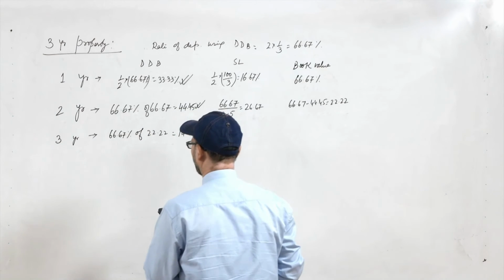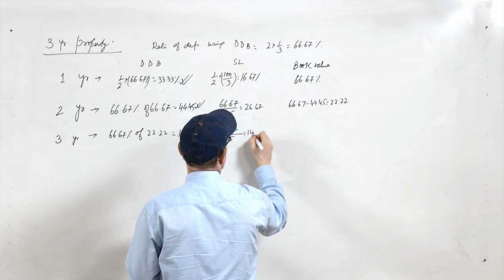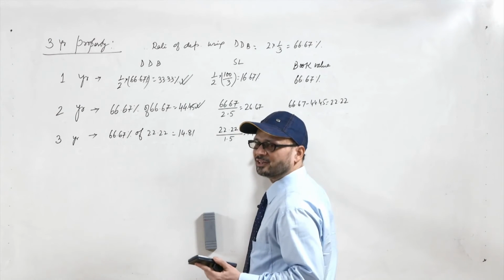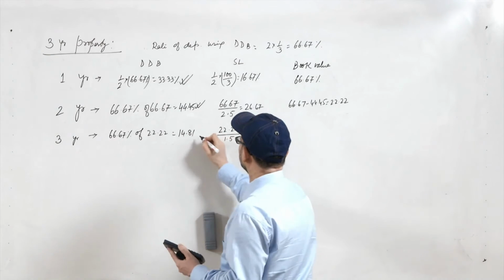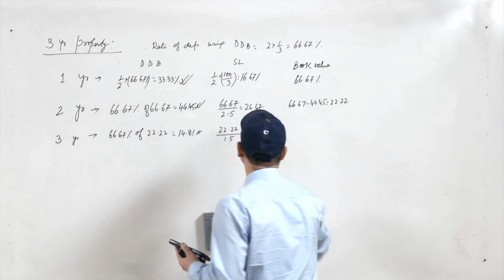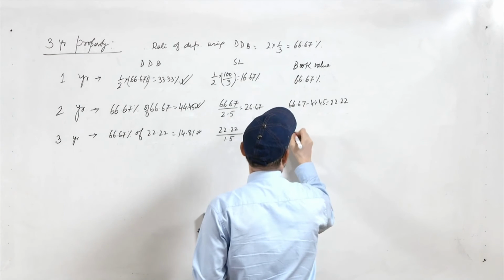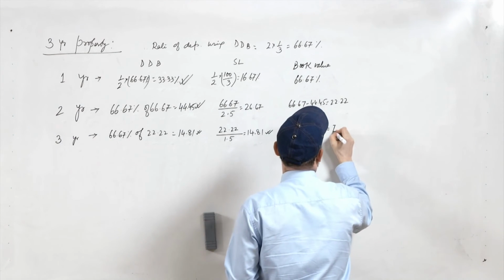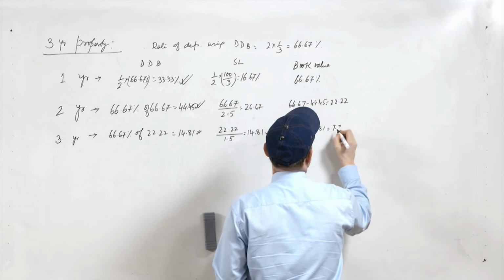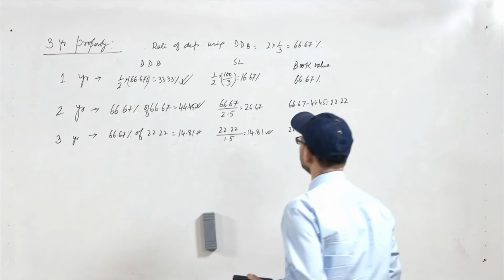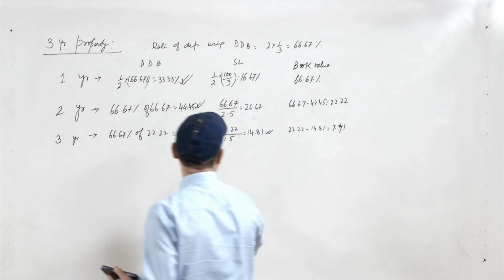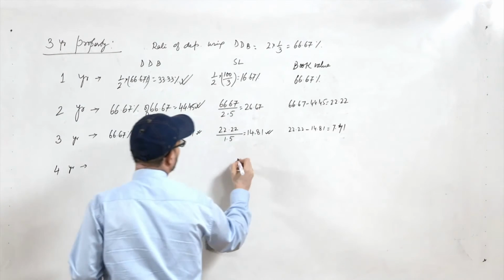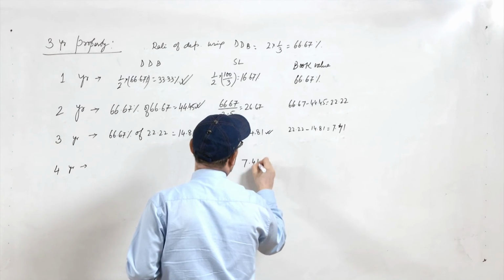It will be 14.81. So, what you see is here they come equal, it means here the switching will occur. So, both are equal and so switching will occur here and it will be 22.22 minus 14.81, 7.41.